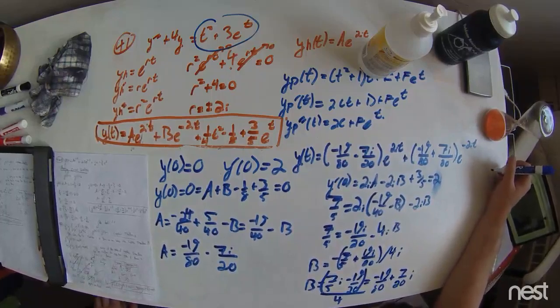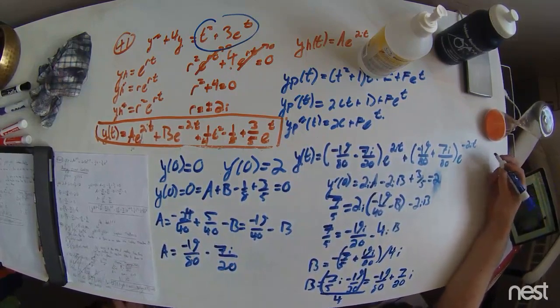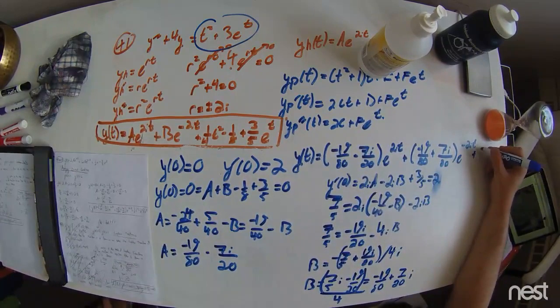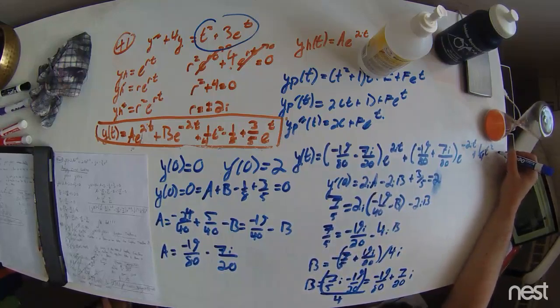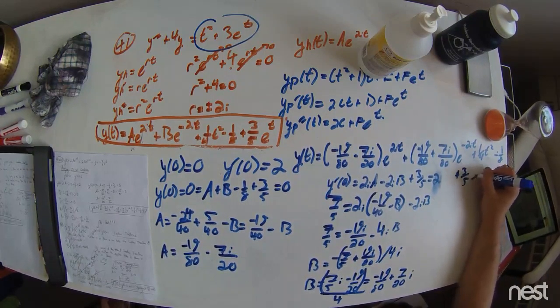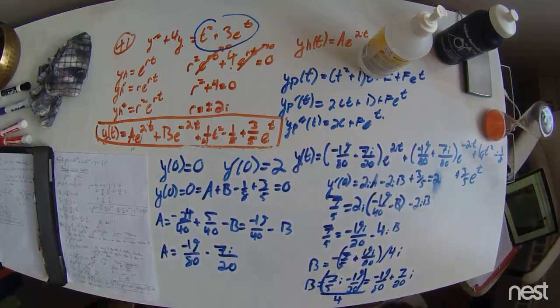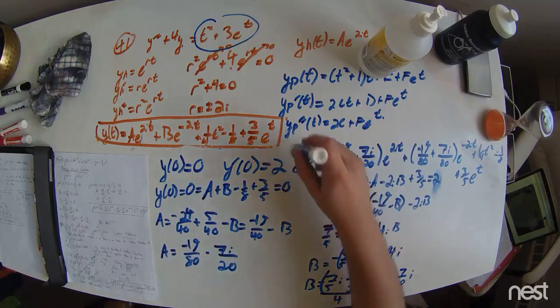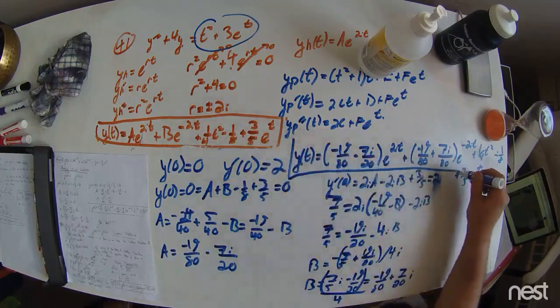Now this is our homogeneous solution. Now time for writing on our particular solution. Plus 1/4 t squared minus 1/8 plus 3/5 e to the t. That is our whole entire solution.